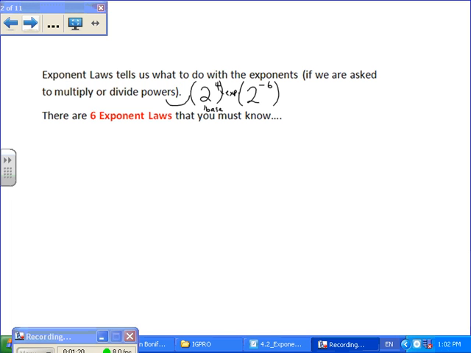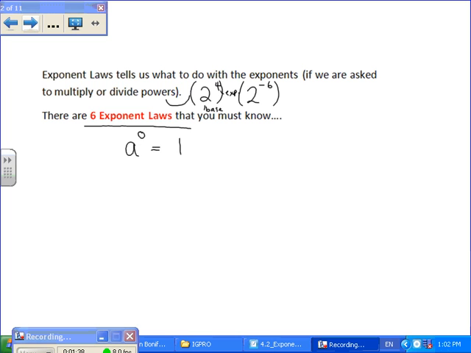There's 6 exponent laws that you need to know. One of them you've already learned, which is that any base raised to the exponent 0 is equal to 1. That's one of the 6 exponent laws, the zero exponent. The other 5 we're going to talk about in this lesson and the next lesson. So let's have a look at the first exponent law.